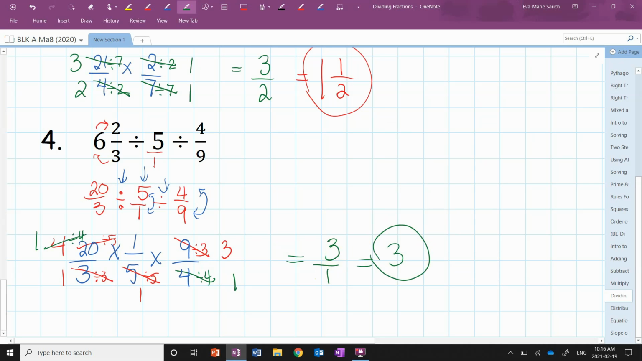All right, ladies and gentlemen, the biggest mistake students make is that they don't get rid of the whole number first before they flip it, right? They flip first and then they start making mistakes. Okay, take your time and reduce thoroughly.